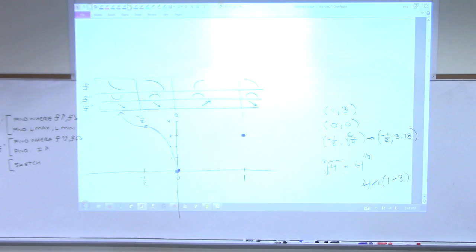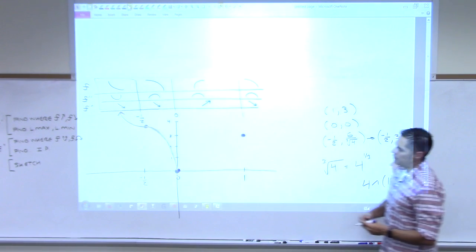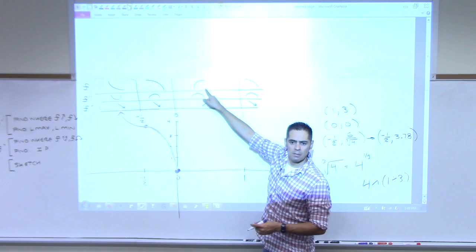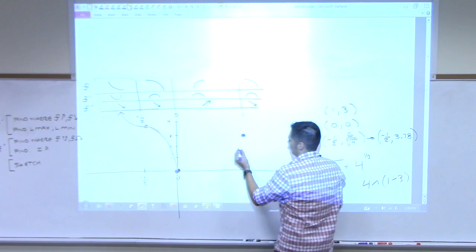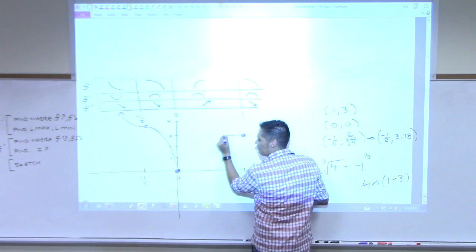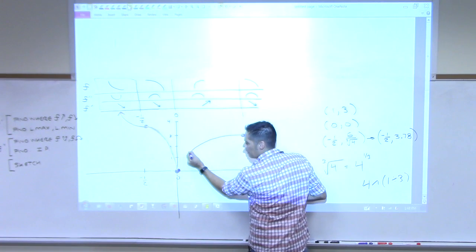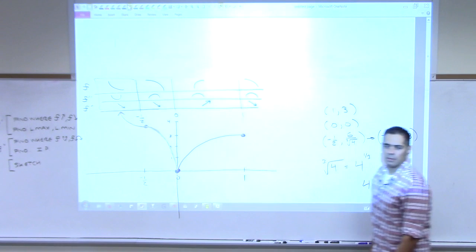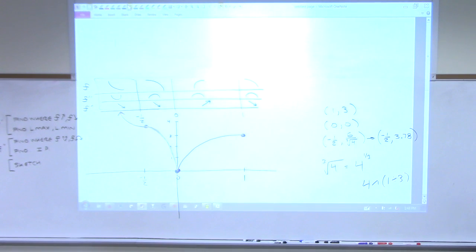Now what about at that point? I've got to get from here to here, and I have to look like this. So make it look like that. What are we going to wind up having there? A cusp. There's our cusp. See it?